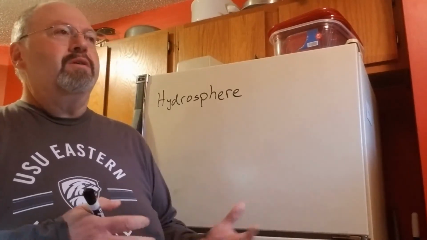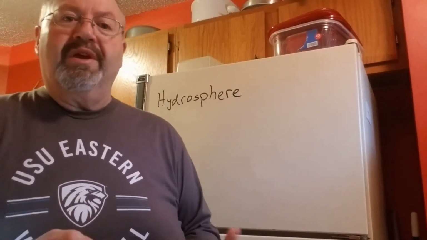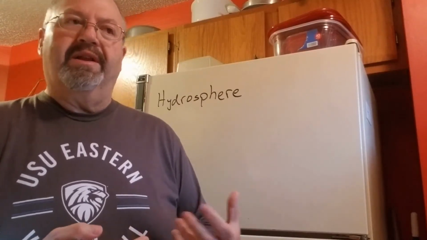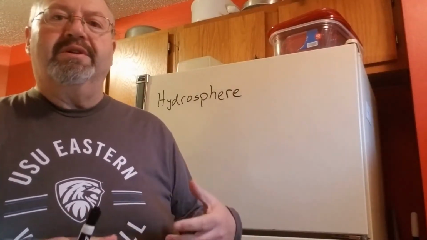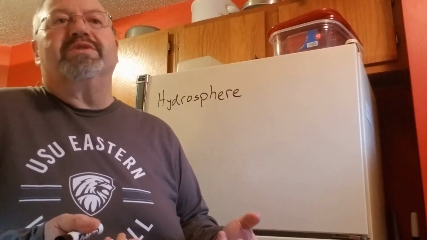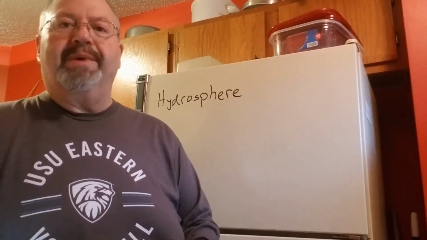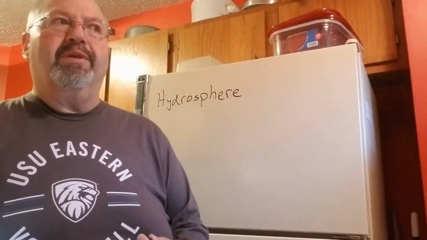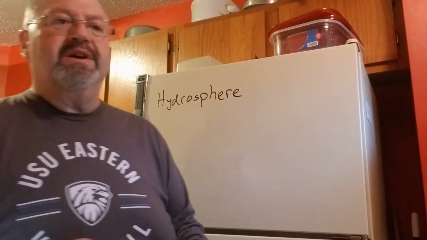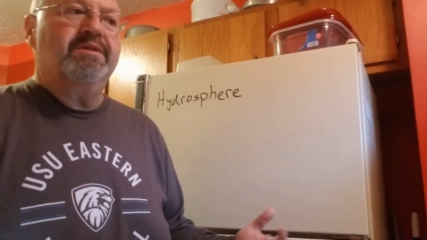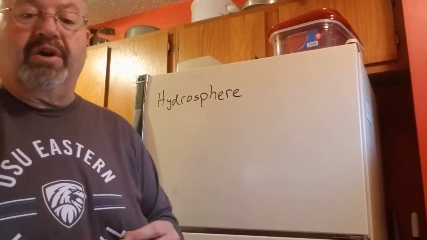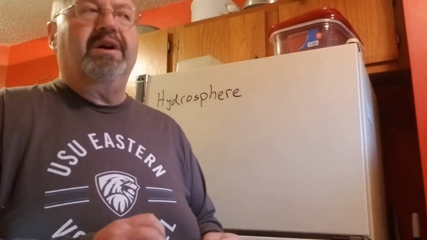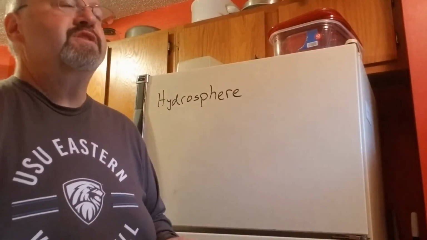Now, due to heating, a lot of the water that is on the Earth's surface will evaporate and enter into the atmosphere. And then as it cools, it condenses and falls back down onto the planet, back onto the hydrosphere, in a cycle that's constantly going on. And that cycle is called the water cycle. There are several parts to it.